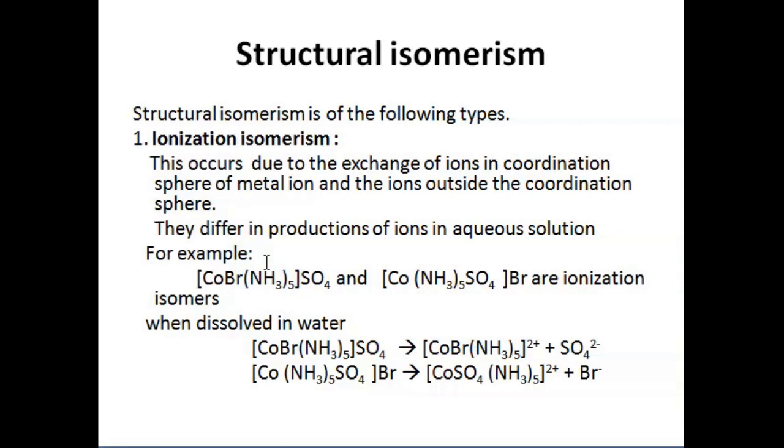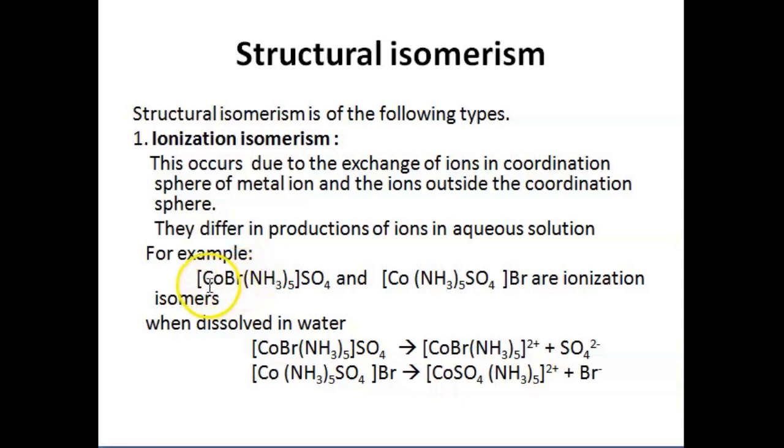If we talk about structural isomerism in detail, the first type of structural isomerism is ionization isomerism, and this occurs due to the exchange of ions in the coordination sphere of the metal ion and the ions outside the coordination sphere. So basically they differ in the production of ions in aqueous solution.